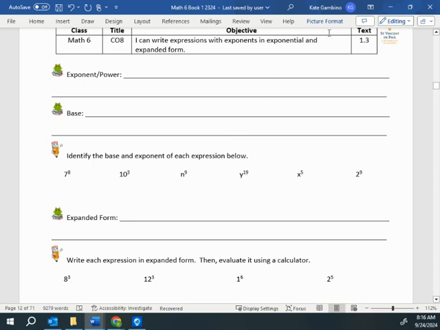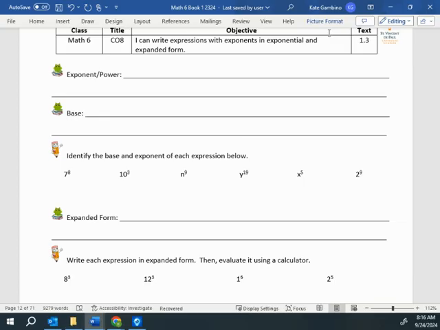I can write expressions with exponents in exponential and expanded form. So we're going to find out what that means, what exponent means, what exponential form and expanded form mean.